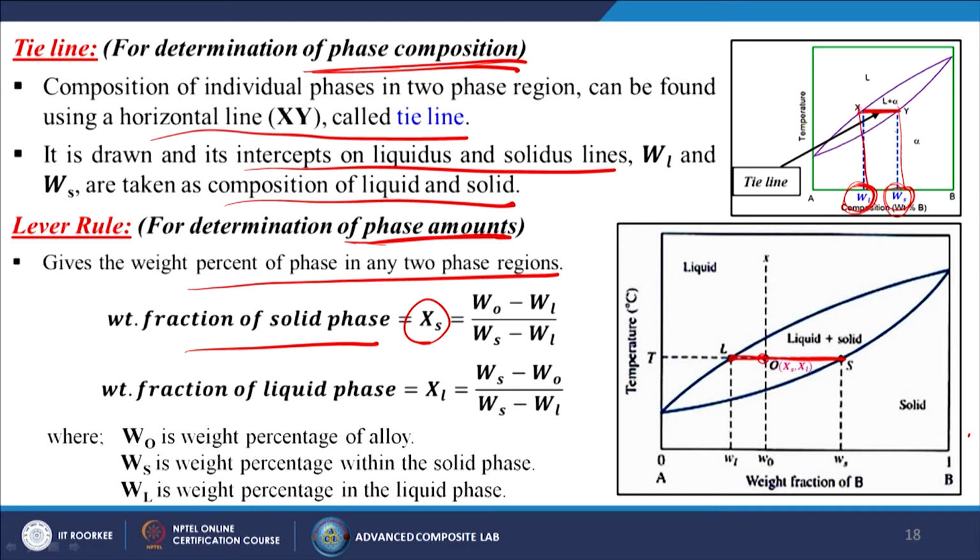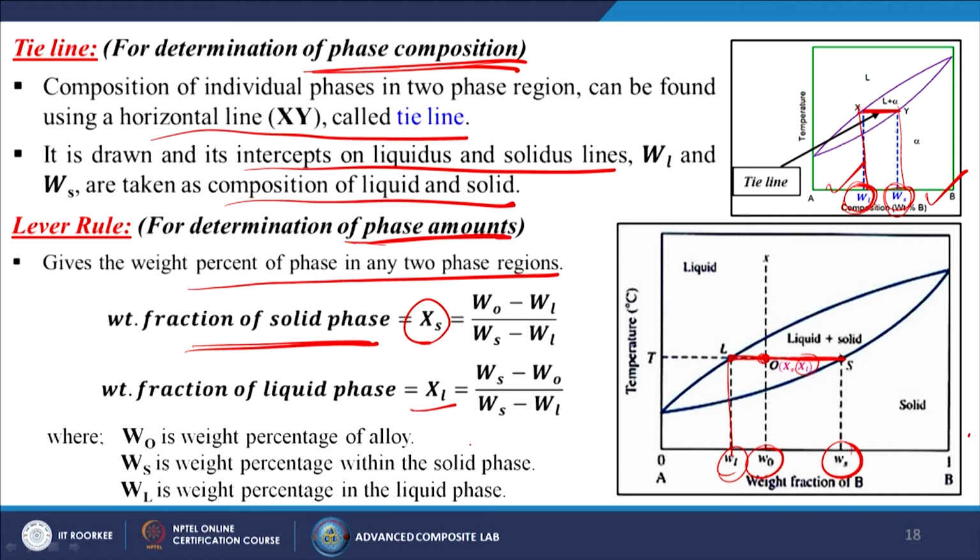Now, I want to know the composition of point O. L is known as WL, it is coming from here, and WS is also coming from here. Suppose the point O has XS and XL. So, what is the weight fraction of the solid phase? XS is equal to W0 minus WL by WS minus WL, and XL is equal to WS minus W0 by WS minus WL.